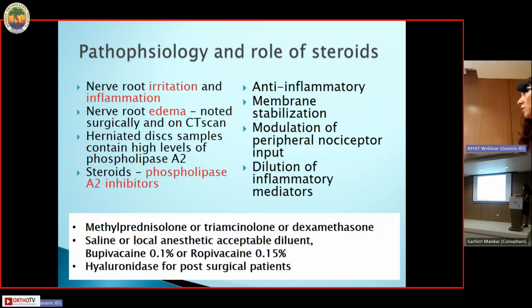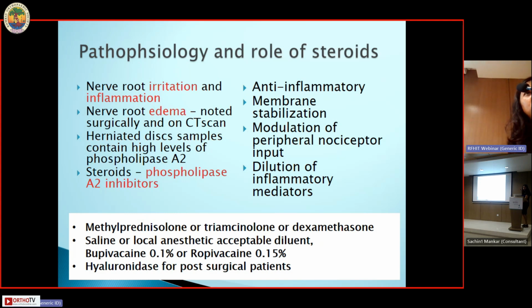We use steroids, though we'll not get into so much of the pharmacology of it. But there is a lot of controversy between methylprednisolone, triamcinolone, and dexamethasone. Triamcinolone is a depo steroid and it is particulate, so if it goes intravascularly, you have to be careful about it. Saline and local anesthetic are used as a vehicle along with the steroid. Use dilute local anesthetics like bupivacaine 0.1% or ropivacaine 0.15%, so 1 in 5 dilutions, so that your patient is not very numb after the procedure.